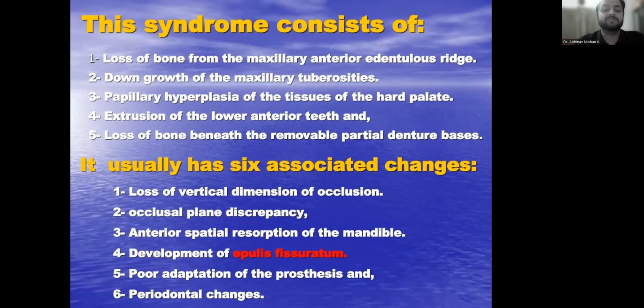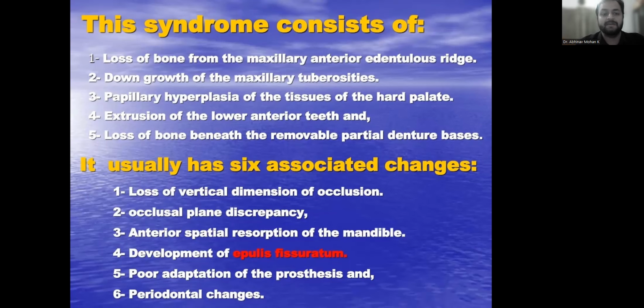At the same time, it is also associated with downgrowth of the maxillary tuberosity. It is not just a bony prominence. The tuberosity's growth is mainly fibrous, not a bony type of overgrowth. It's a fibrous overgrowth of the tuberosity, creating a situation where the maxillary plane anteriorly has gone up because of the excessive resorption, and posteriorly, because of the enlargement of the tuberosities, the plane has come down. So there is an inversion of the maxillary occlusal plane.